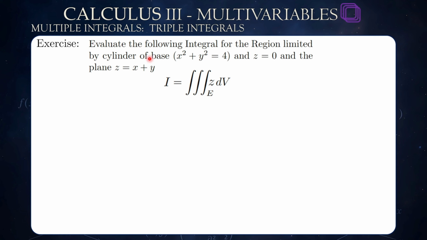Exercise. Evaluate the following integral for the region limited by the cylinder of base x squared plus y squared equal 4 and z equals 0, and the plane z equal to x plus y. Of course, you can pause the video and try to solve it yourself.